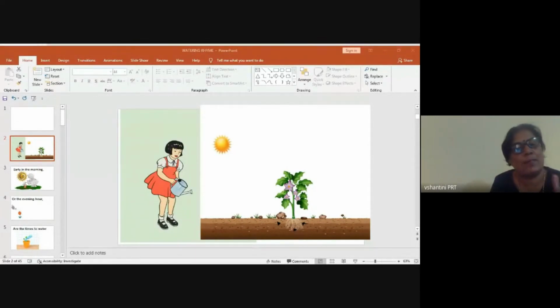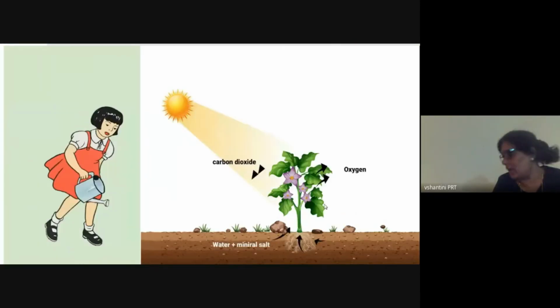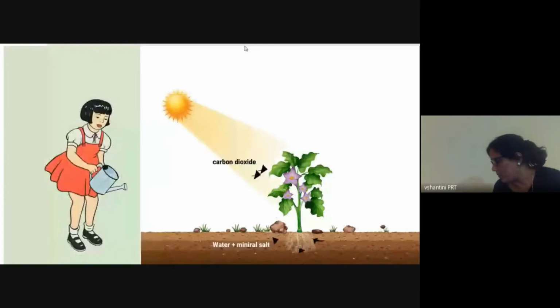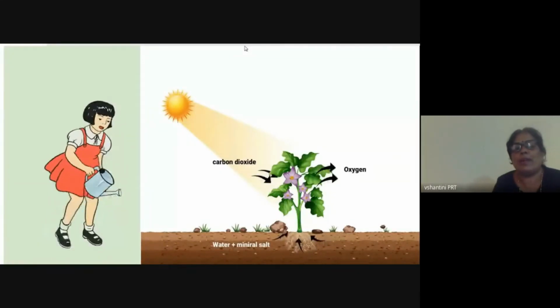One is plant observing water, that is different. Observe carefully means you have to look into carefully. You have to observe, look carefully, watch carefully, right? Now coming to this part, the poem is about the watering rhyme.